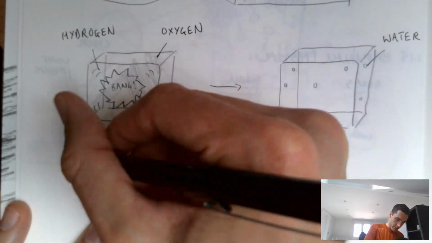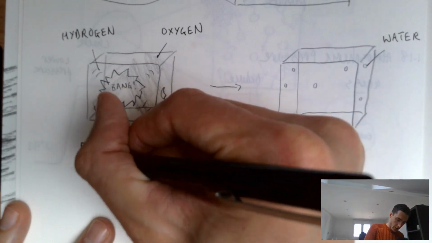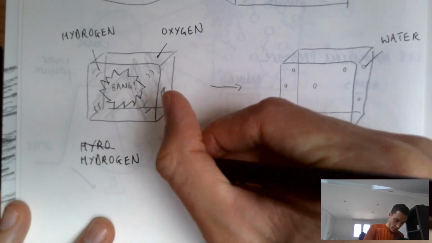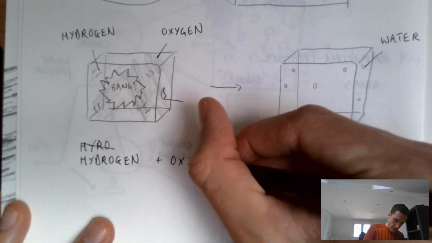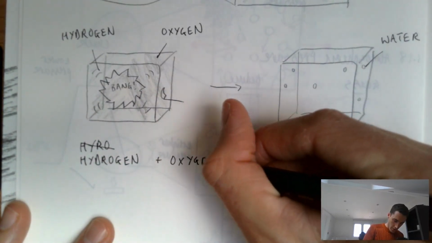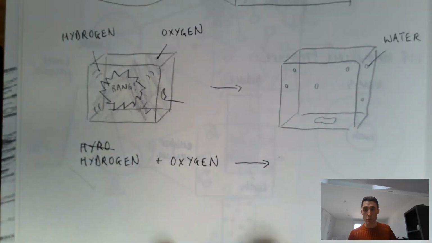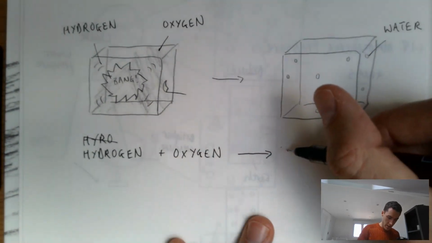And I've made a spelling mistake, so let's start again. We can represent it with a word equation. So what we write is something like this: hydrogen plus oxygen. Draw an arrow to show a chemical reaction's taking place, and we get water.